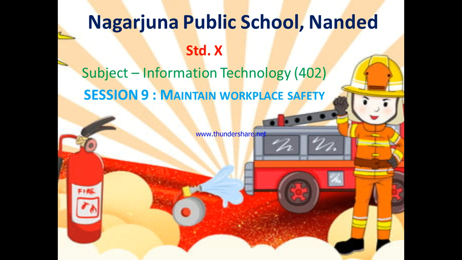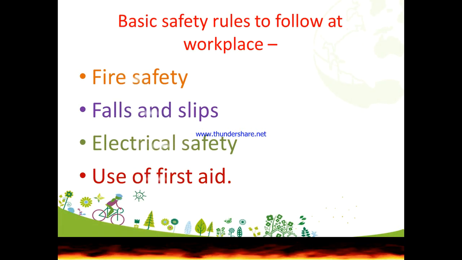Workplace safety describes policies and procedures in place to ensure the safety and health of employees within a workplace, which involves hazard identification and control according to government standards. Basic safety rules to follow at the workplace, meaning the safety rules you have to follow where you are working. The first one is fire safety, second is falls and slips, third is electrical safety, fourth is use of first aid.